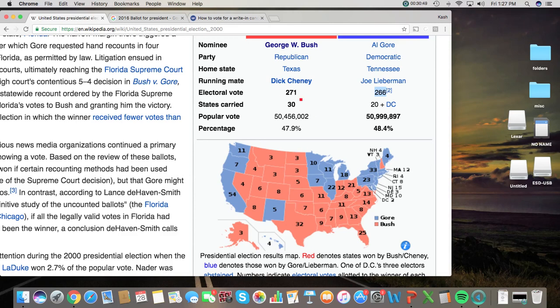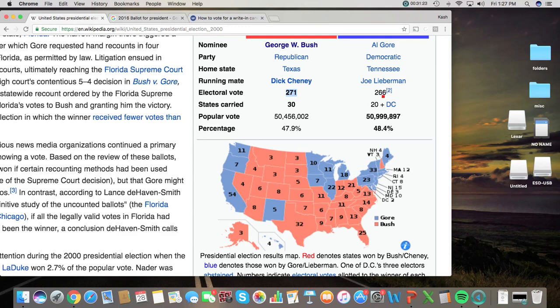So we have 271 for George W. Bush. So he got Florida ultimately. But before that was made official, his electoral vote count would have been 271 minus 25. So he was at 246. Al Gore stays the same because he didn't win Florida, so his tally is the same. Right before we figured out what was going to happen in Florida, the race was 246 to 266.